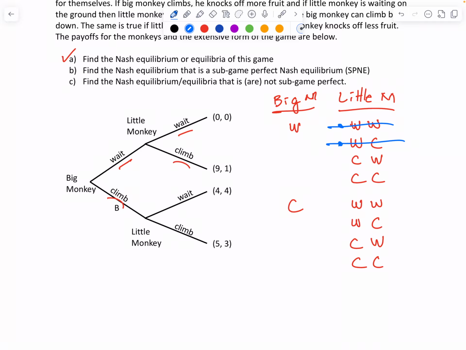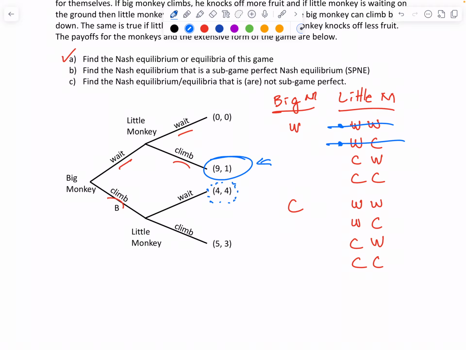Big monkey waits, and little monkey climbs up above, but then waits down here. So we're currently here. Okay? And we know, okay, little monkey would not want to switch. Little monkey up here would not want to switch his choice from C to W. He wouldn't want to do that because he'd go from making 1 to 0. Okay? So now let's take a look at big monkey. Well, currently little monkey is playing climb up here and wait down here. So this is the other potential option here.